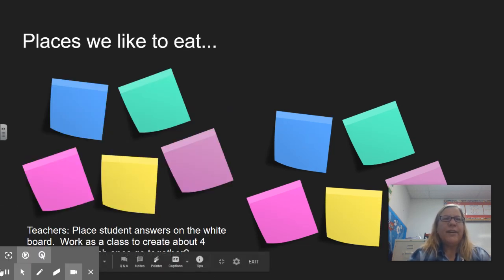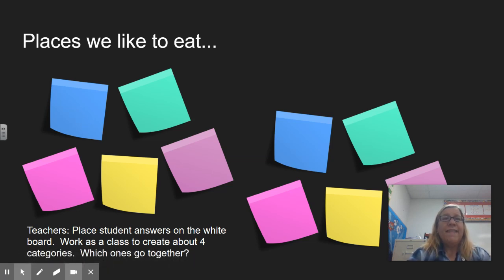So if we were to take the category places that we like to eat, we might write on these Post-it notes that maybe we like to eat outside. So outside might be one option. We like to eat in the cafeteria. Maybe we like to eat at the kitchen table at our house. Maybe we like to eat at a restaurant. So we have lots of different answers. And what we want to do is we want to try to create categories.